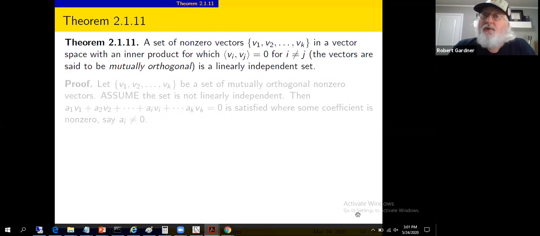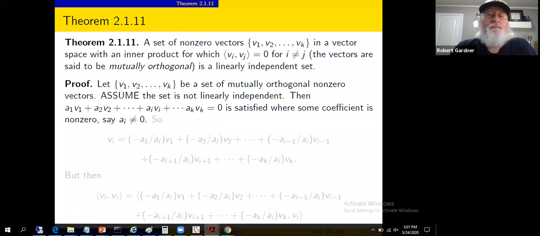Okay, linearly independent: we'll have to produce a linear combination, set it equal to 0, and deduce that the coefficients must be 0. That's the definition of linearly independent. So let this be your mutually orthogonal set of vectors, v sub 1 through v sub k. Assume, going for a contradiction, that the set is not linearly independent. Then there's a dependence relation, a1 v1 up through a sub k v sub k equals 0, where not all of these coefficients are 0 because we're assuming not linearly independent. Say it's a sub i that's non-zero.